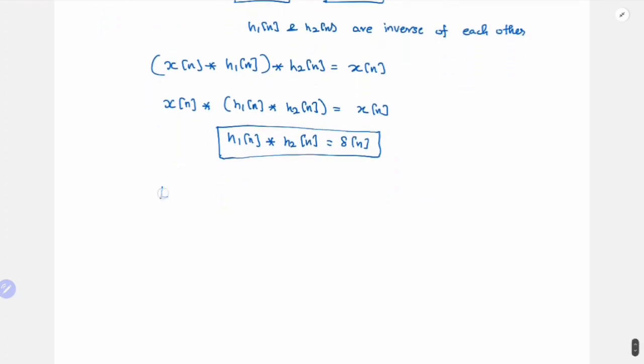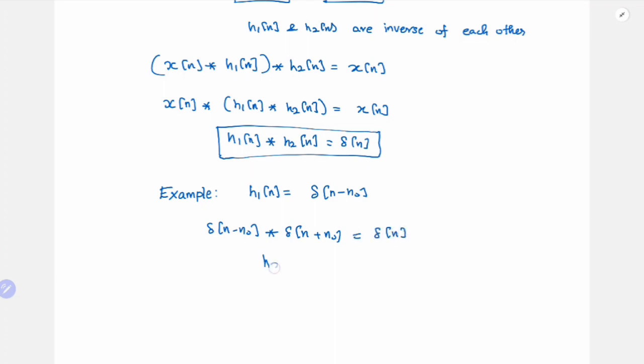For example, if my h1 of n is given by delta of n minus n naught, so what should be my h2 of n such that this convolution gives delta of n back? So I know that I have to right shift it by n naught. So this is right shift. Then I have to left shift it by n naught to get delta of n. So my h2 of n is nothing but delta of n plus n naught, right?